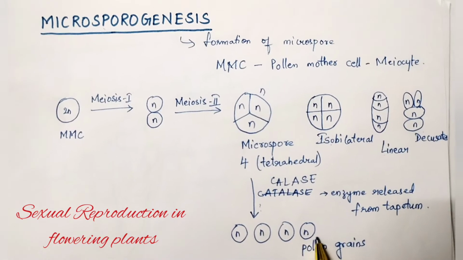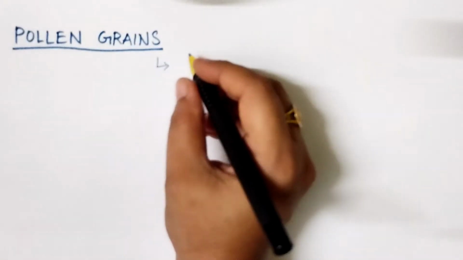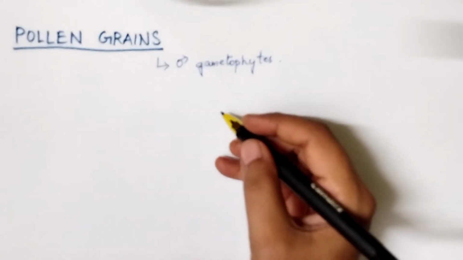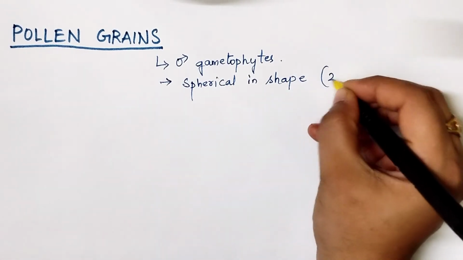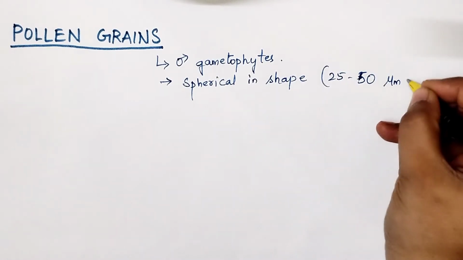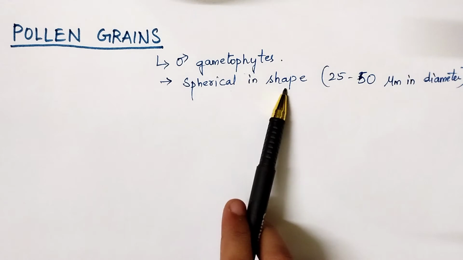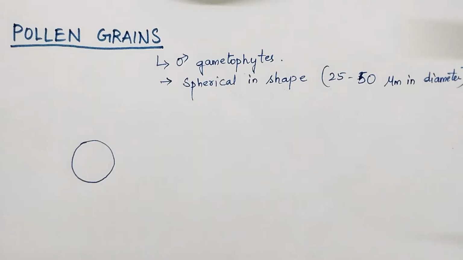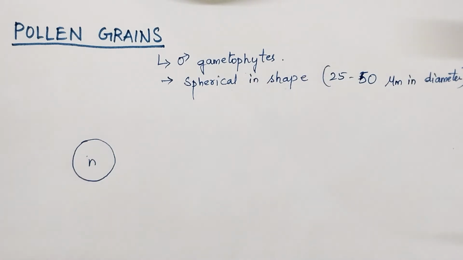Now let us study in detail the structure of pollen grains. Pollen grains represent the male gametophytes. They are generally spherical in shape, with a diameter of nearly 25 to 50 micrometers. These pollen grains are haploid structures. Now let us see how the structure is.